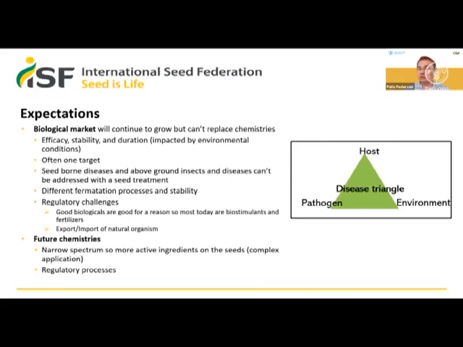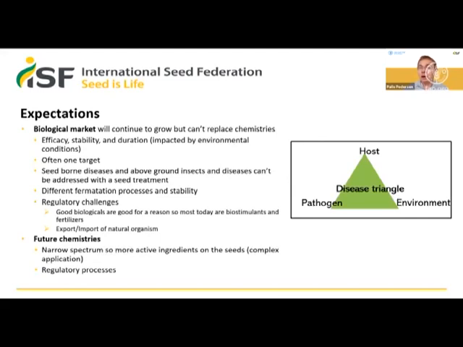Also, what we know is that we have not figured out how to make them systemic so they can be taken up by the plant. So for anything above ground, such as above-ground insects coming in early after establishment, or what we call seed-borne diseases, where it is inside the endosperm, we have not seen any biologicals that will work on that. So these are some areas where we still need to use chemicals.